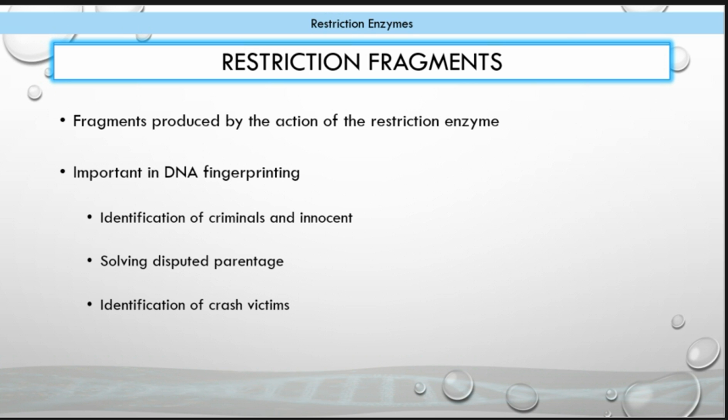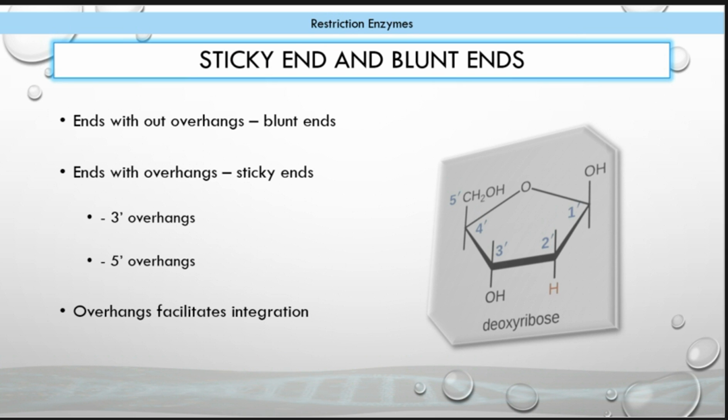The fragments produced by the action of the restriction enzymes are called restriction fragments. These fragments are useful in determining the DNA fingerprint. The restriction fragments have two types of ends: blunt ends and sticky ends. When a fragment does not have single-stranded terminals, the ends are called blunt ends, and when single-stranded terminals are present, the ends are called sticky ends.